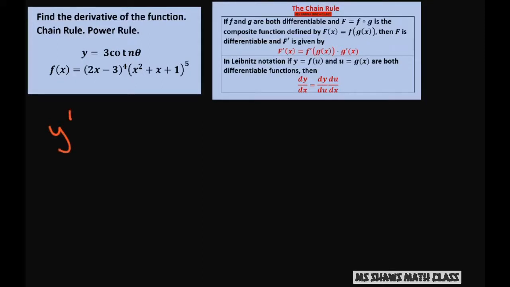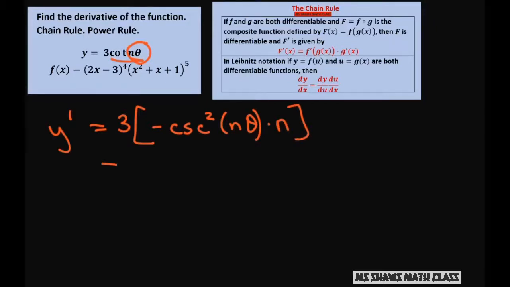So it's going to be y prime equals, and we're going to have 3, and then you just take the derivative of cotan, which is negative secant squared of your inner function, right, times the derivative of n theta, which is just n. Remember, n's like x. All right?